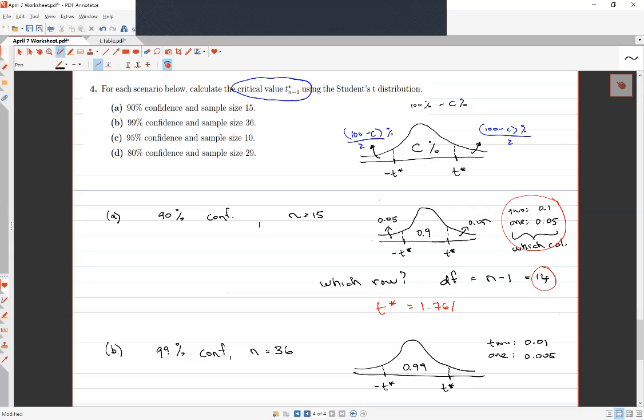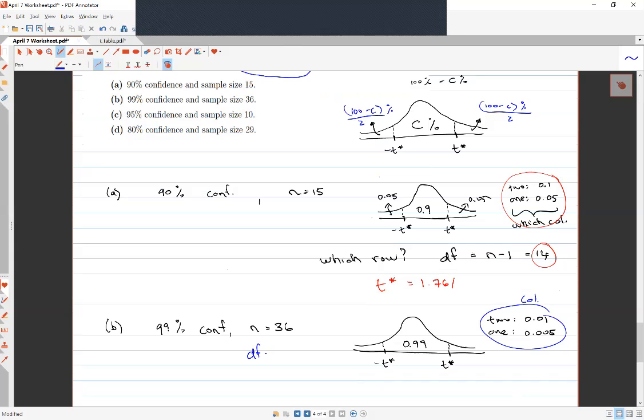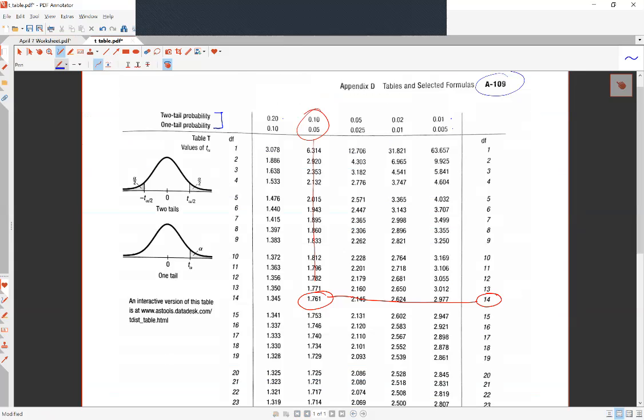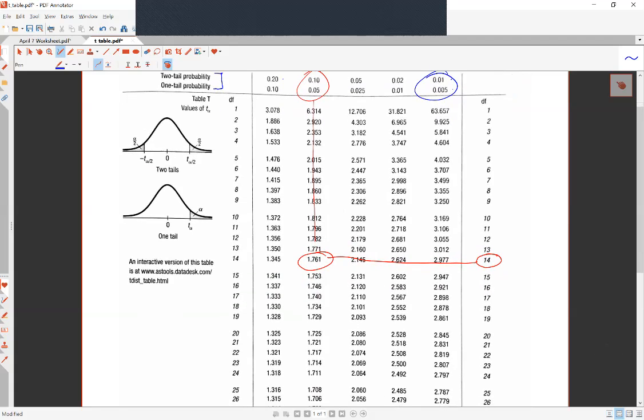So this is again telling us which column we're going to use. Degrees of freedom, sample size minus 1, that tells us which row to use. So we need the column that's 0.01 and 0.005, and we need the row that's 35. So let's head over to the table. Here's the column, 0.01 and 0.005.